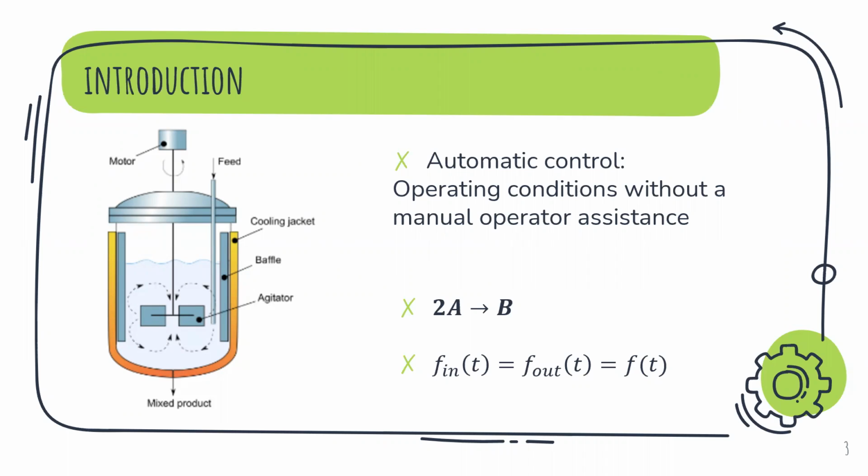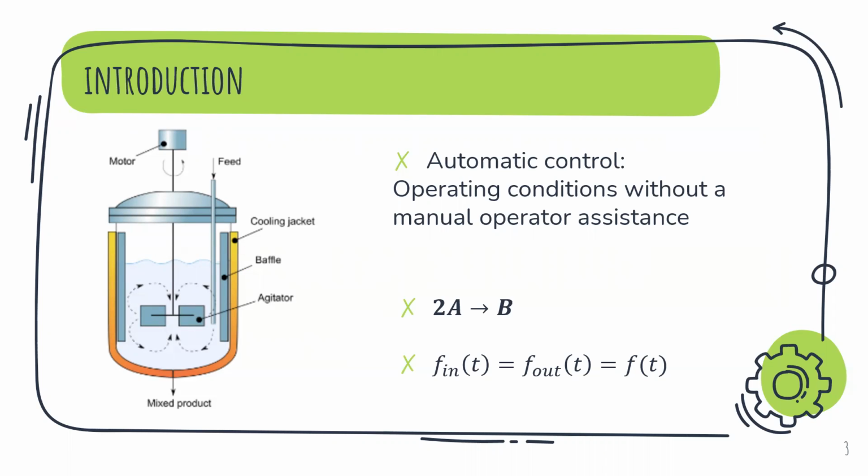This problem situation consists of a stirred tank reactor, as seen on the screen, in which a second-order exothermic reaction takes place, as we can see right here. The reactant A gives us B as a product. Following the mass balance, the flow in equals the flow out. This means that the volume in the tank is constant. This tank also has a cooling jacket in its surroundings so that the temperature can be regulated.